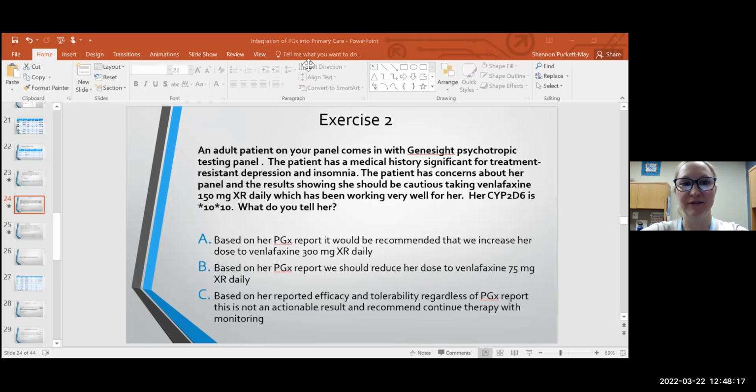Corey, what's her phenotype? Yeah, so star 10 is poor metabolizer of CYP2D6. That's a big deal. But what did we talk about venlafaxine? There's pretty low levels of evidence. So A, based on her PGx report, it would be recommended we increase to 300 milligrams daily, or should we reduce her dose because she's a poor metabolizer? Or is the fact that she's doing well on her medicine and not having side effects, should we maybe just keep the dose the same?